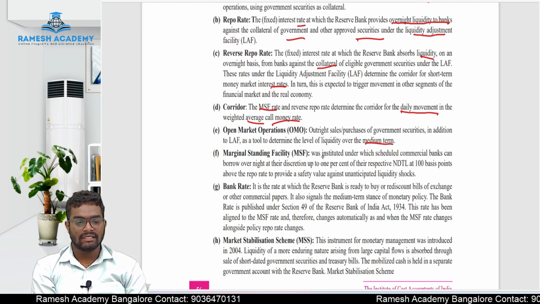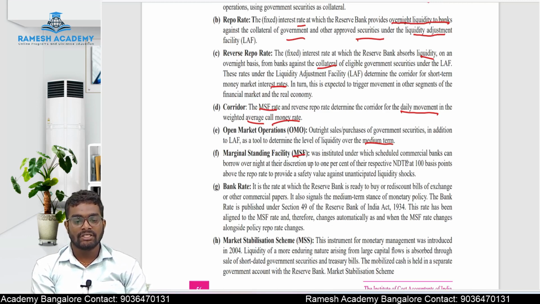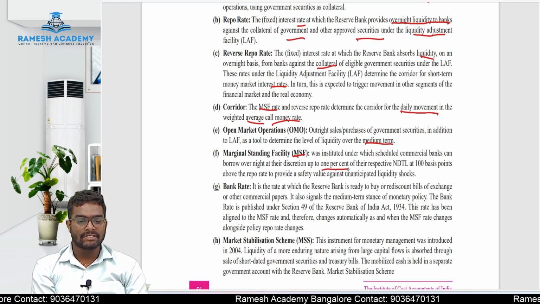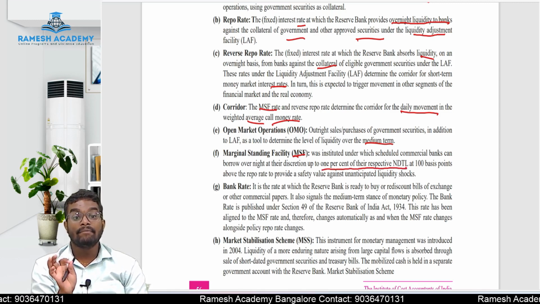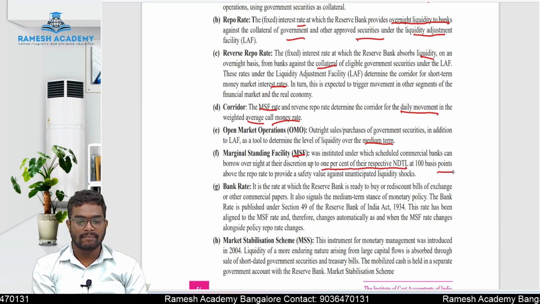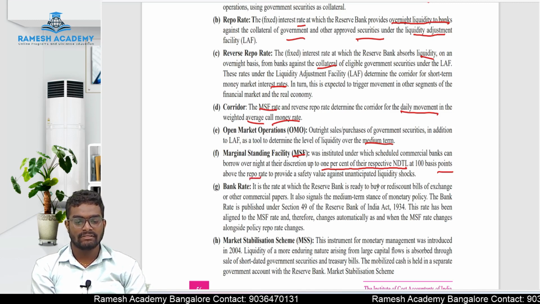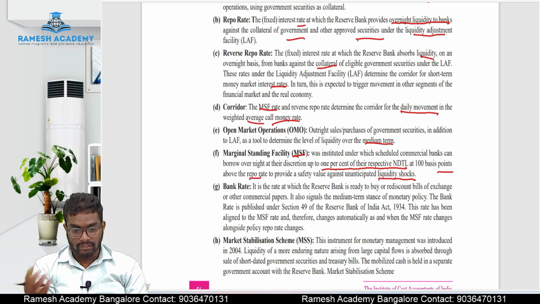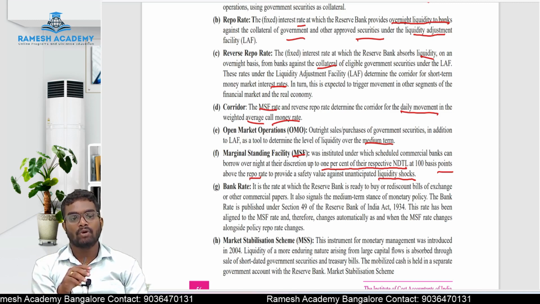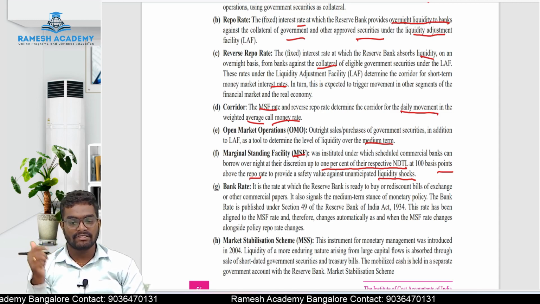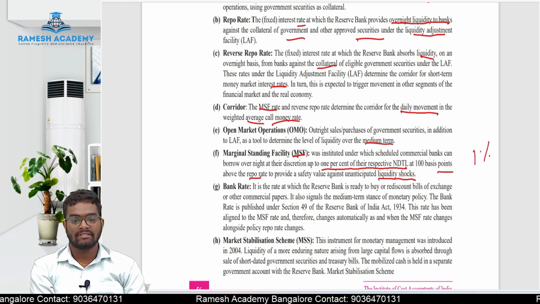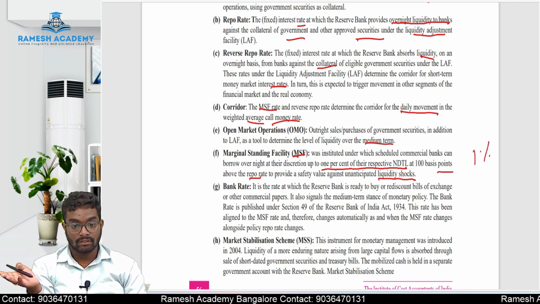Marginal standing facility: the MSF was instituted under which scheduled commercial banks can borrow overnight at their discretion up to 1% of their respective net demand and time liabilities at 100 basis points over the repo rate to provide a safety valve against unanticipated liquidity shocks. So it can borrow at a higher rate, at 100 basis points above. 100 basis points means 1% above the repo rate.